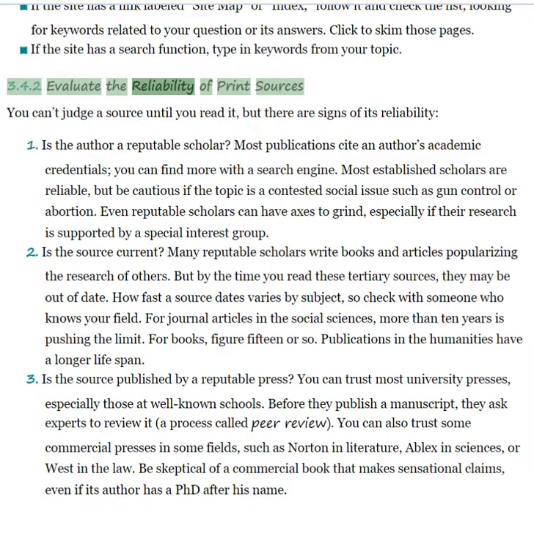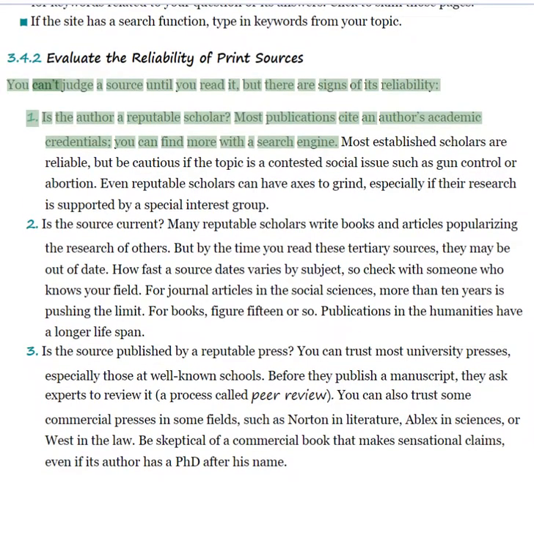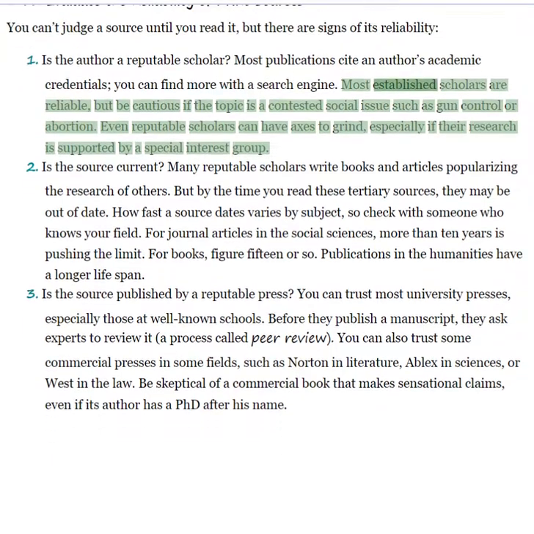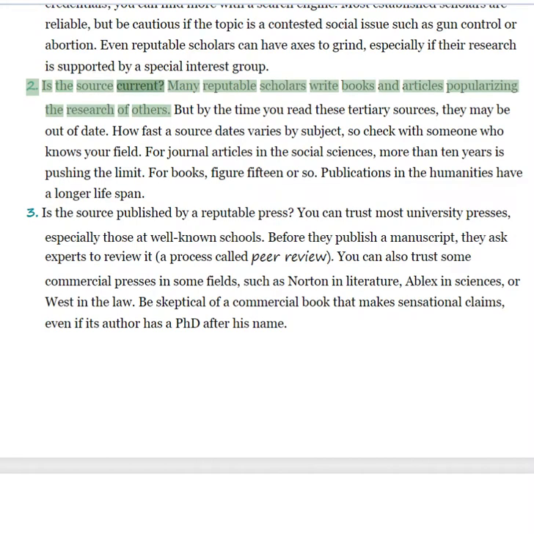3.4.2 Evaluate the reliability of print sources. You can't judge a source until you read it, but there are signs of its reliability. 1. Is the author a reputable scholar? Most publications cite an author's academic credentials. You can find more with a search engine. Most established scholars are reliable, but be cautious if the topic is a contested social issue such as gun control or abortion. Even reputable scholars can have axes to grind, especially if their research is supported by a special interest group.